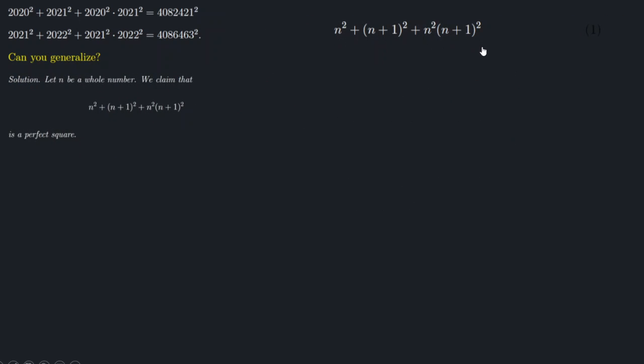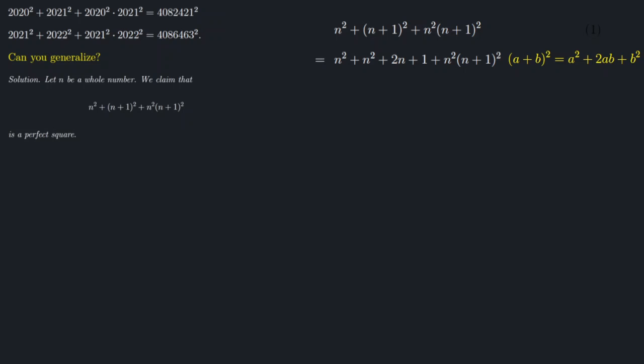From line 1 to line 2, we just expanded n plus 1 the whole thing squared, using the formula a plus b squared equals a squared plus 2ab and then plus b squared. For the second term in line 1, if we treat n as a and treat 1 as b, we have a squared, which is n squared, plus 2ab, with b equal to 1, so I do not have to write the factor of 1. And then we treat this 1 as 1 squared. All other terms are copied from line 1.